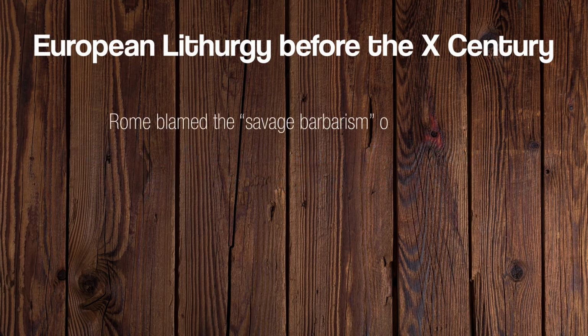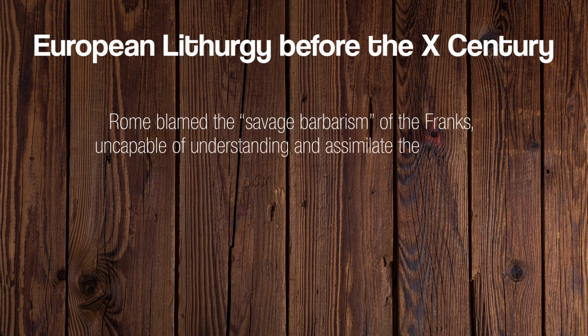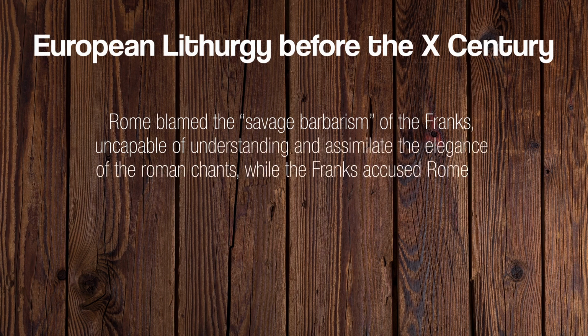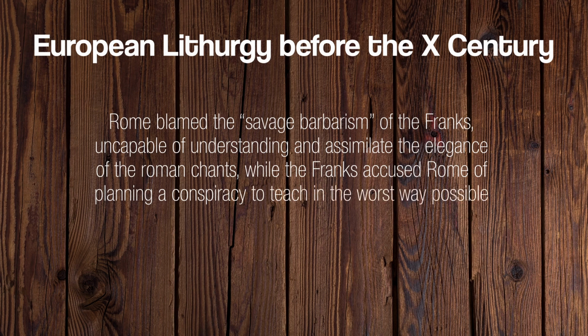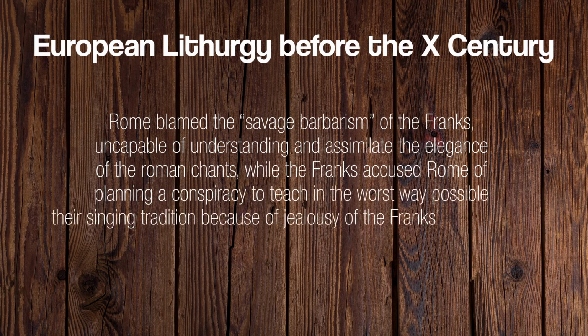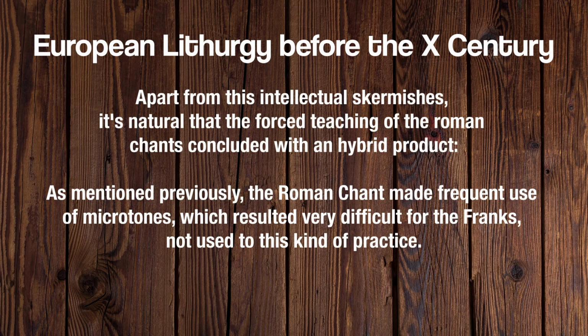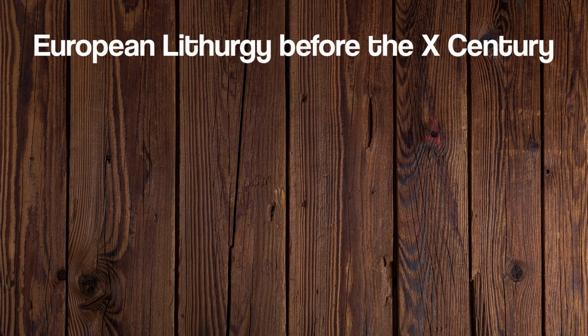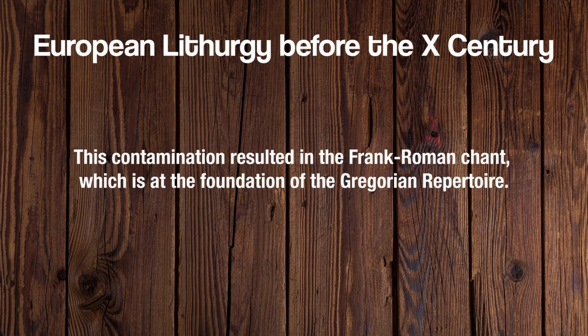Rome blamed the savage barbarism of the Franks, incapable of understanding and assimilating the elegance of the Roman chants, while the Franks accused Rome of planning a conspiracy to teach their singing tradition in the worst way possible because of jealousy of the Franks' political power. Apart from these intellectual skirmishes, it's natural that the forced teaching of the Roman chants concluded with a hybrid product. As mentioned previously, the Roman chant made frequent use of microtones, which proved very difficult for the Franks, not used to this kind of practice. This contamination resulted in a Franco-Roman chant, which is at the foundation of the Gregorian repertoire.